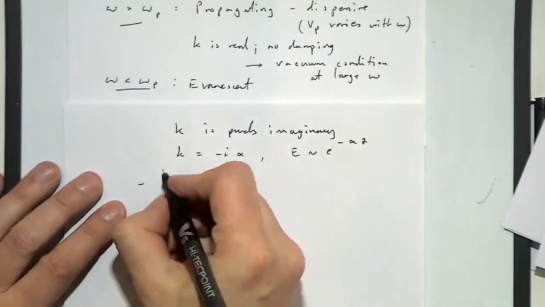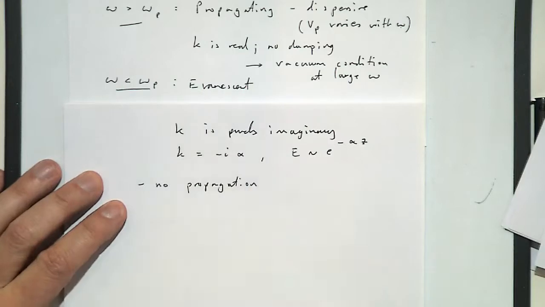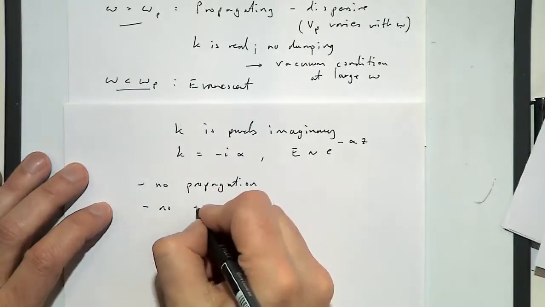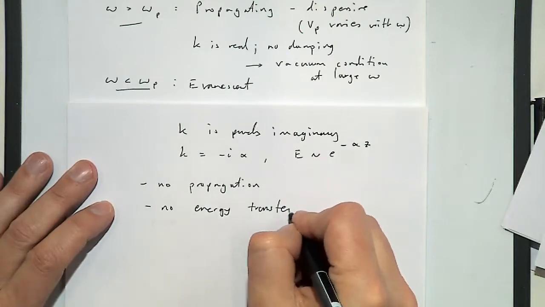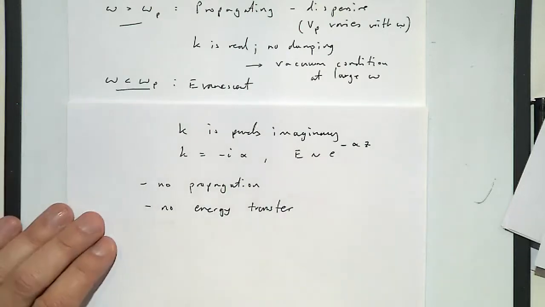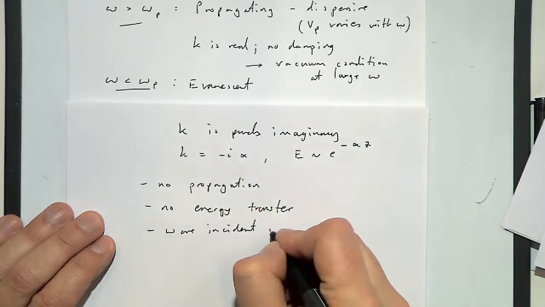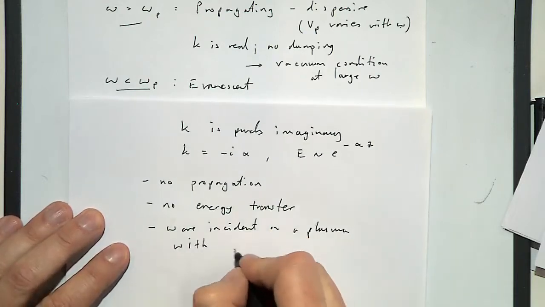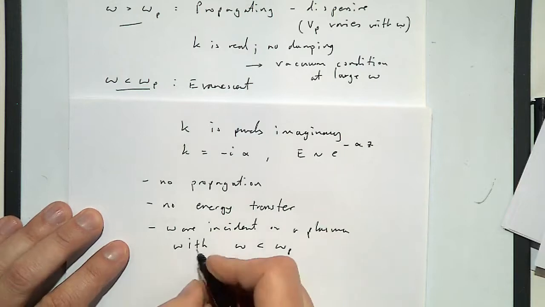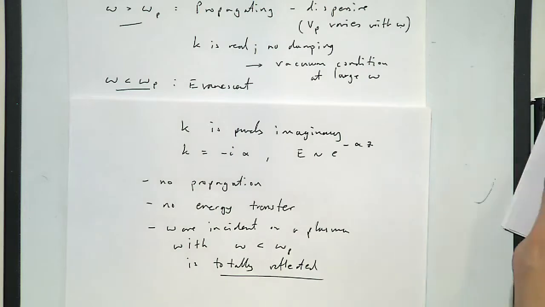Okay? And as you would imagine, there's no propagation of the electromagnetic wave, and there is no energy transfer because there is no process for the energy transfer to occur. A concept that we'll refer back to later. And therefore, any wave incident on a plasma that has a frequency omega, which is less than the plasma frequency, must be totally reflected. Okay, that's a physical consequence. The physics consequence has to be like that.